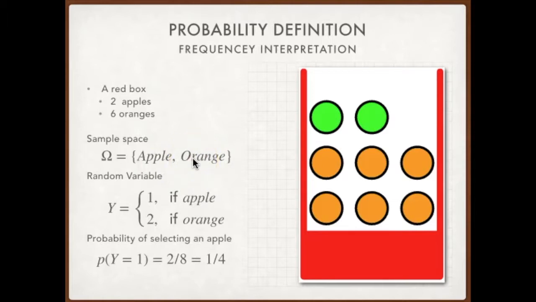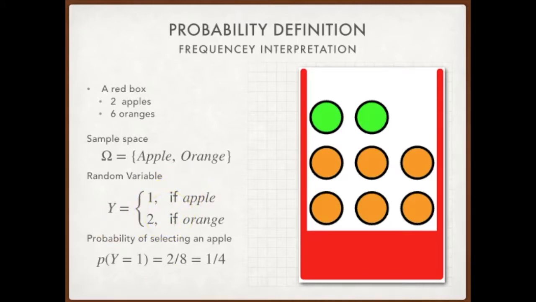We are now in a good position to define a very important function known as a random variable. Please note that a random variable is neither random nor a variable. Rather, it is a function that maps the elements of a sample space to numerical values. Here, a random variable y assigns 1 to apple and 2 to orange.